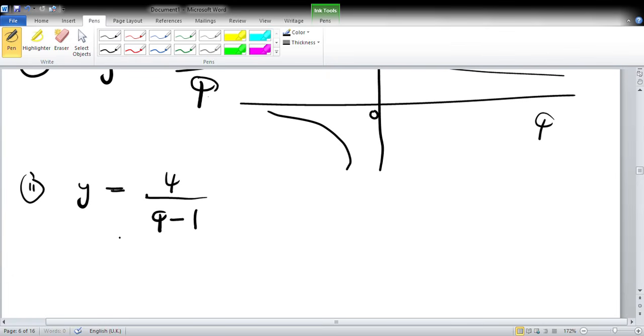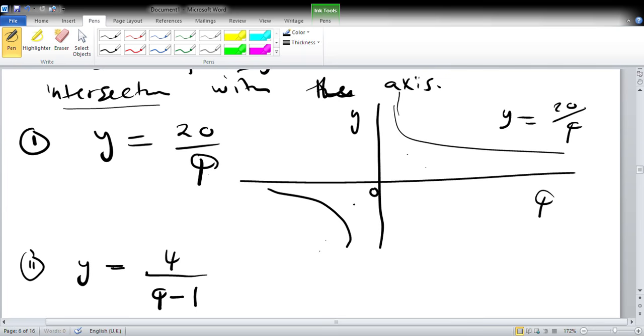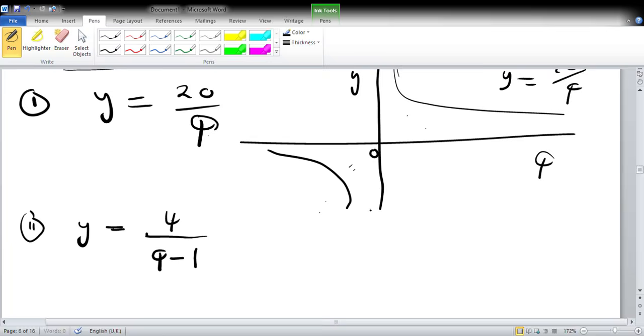And then we have y equals 4 over q minus 1. This is positive 4, right? So if it is positive 4, what does that tell you? It means it is still in the opposite quadrants, quadrant 1 and quadrant 3. It's positive. This is the value of a. The value of a is positive, so it means it's in the diagonal quadrants. That's where your graph is going to be.